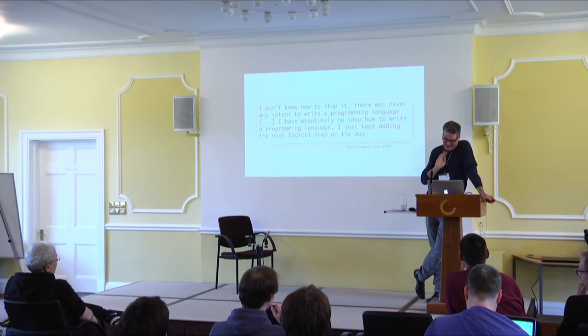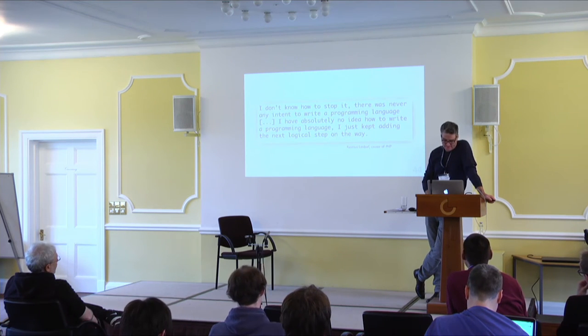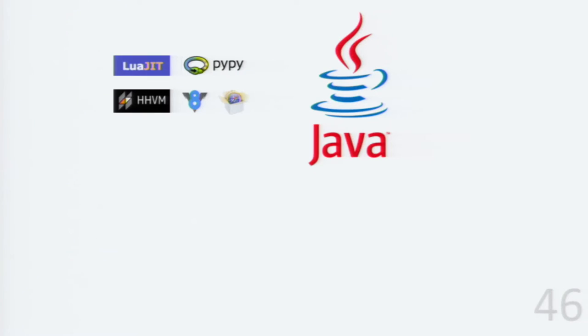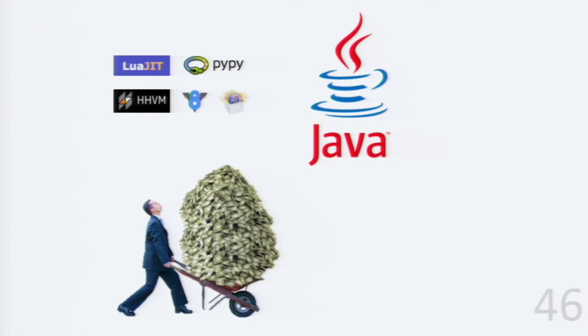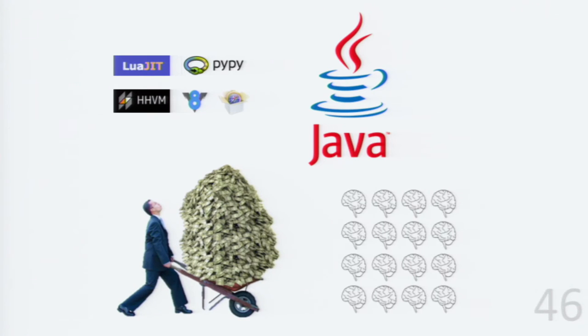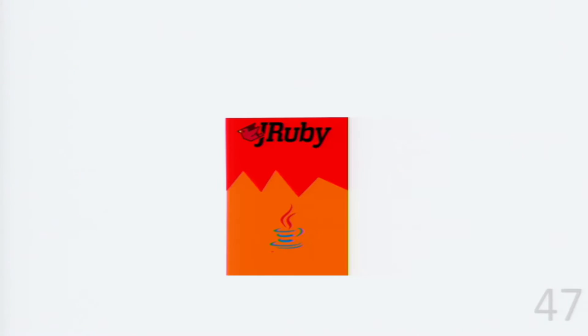Right. Okay, so what are the existing approaches? Well, we've heard a lot of talk in this room about various sorts of virtual machines: LuaJIT, PyPy, Java, the big monkey in the room. How did we get to Java? Well, we threw a lot of money at it, and a lot of smart people worked on it over the years. Cliff's not here anymore, right? Cliff being one of them.